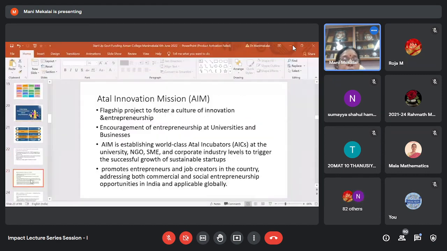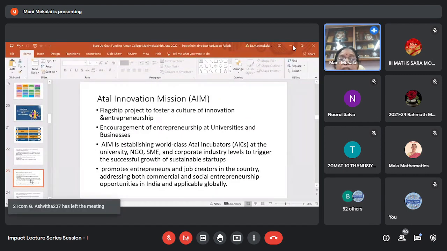Then the second scheme is the Atal Innovation Mission. It is a flagship project to foster a culture of innovation and entrepreneurship, and the encouragement of entrepreneurship at universities and businesses.